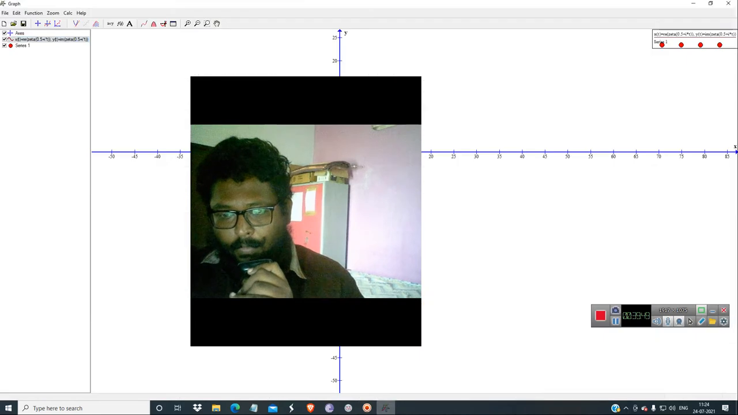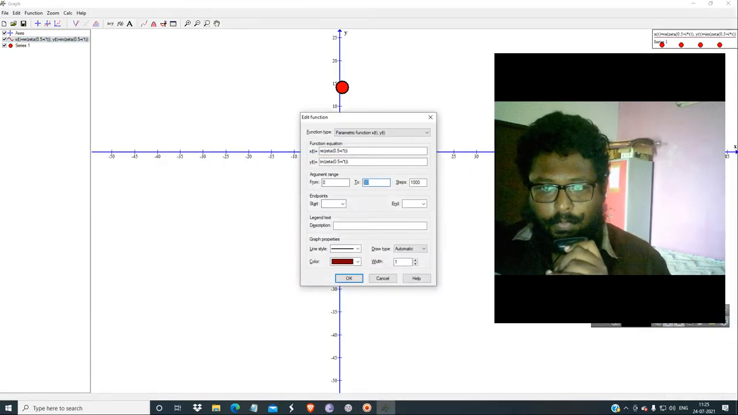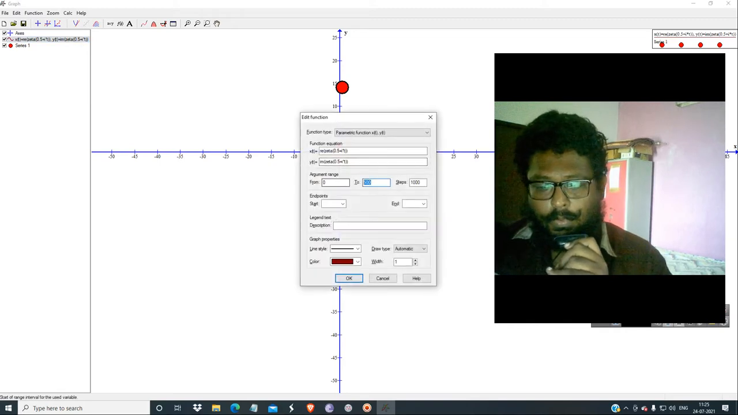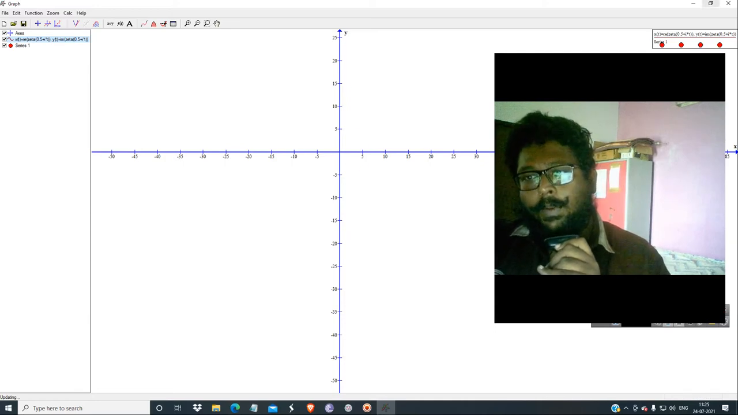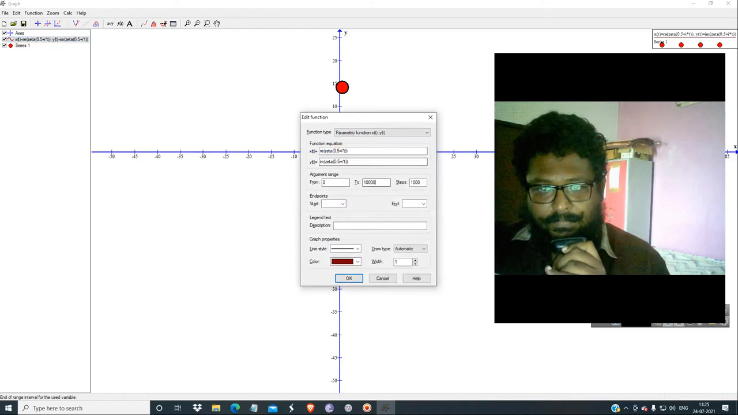And let's go at least up to 500, so that it reaches over there. Still it is over here. So then let's go to 1000 or 10,000. It just takes some time to plot. Oh, it is still there. So let's stop with 50.